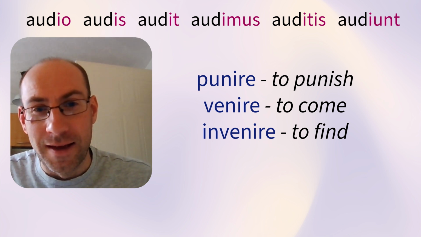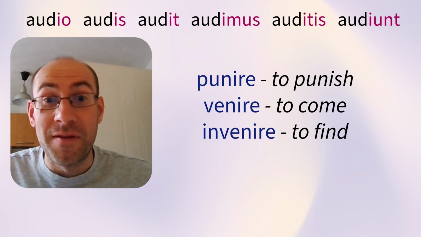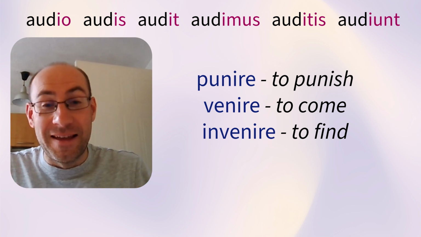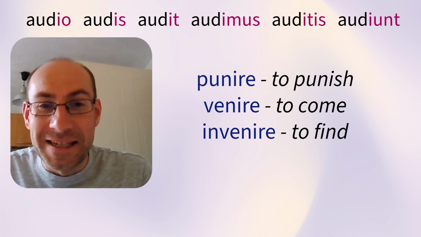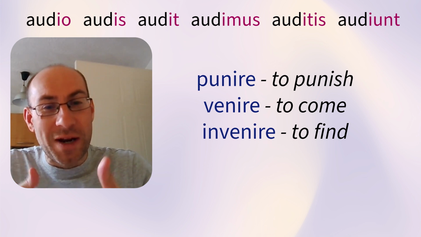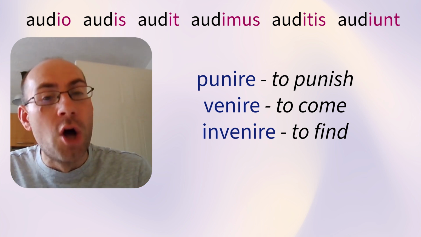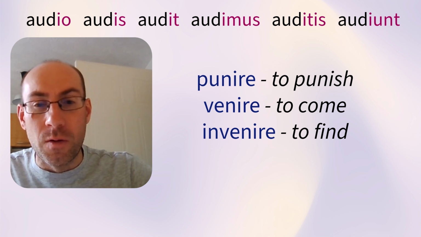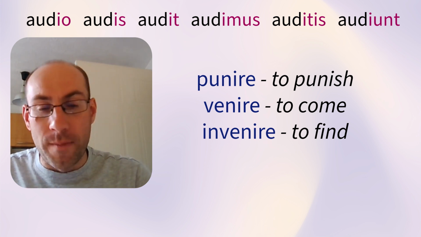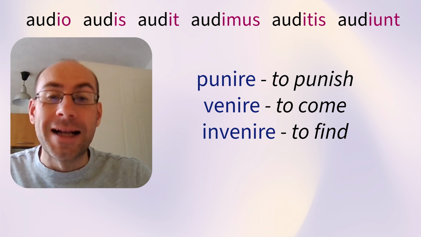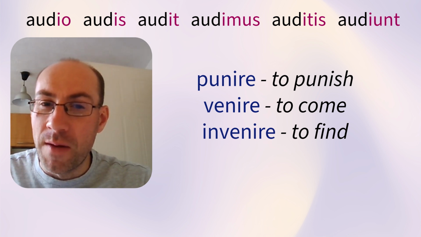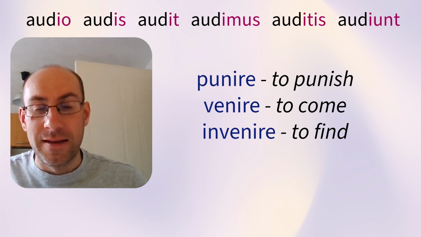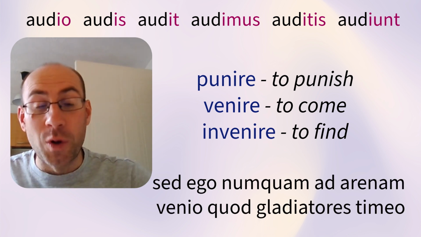But I never come to the arena because I fear the gladiators. But I never come to the arena, said ego. On this occasion I might put the ego in there because it's stressing the opposite. They come, the I, ego, numquam ad arenam venio. They come, veniunt, I come, venio. Sed ego numquam ad arenam venio, quod gladiatores. I fear, do you remember that one? Second conjugation, to be timid. Timeo, from timere. Timeo, times, timet. Ego gladiatores timeo.